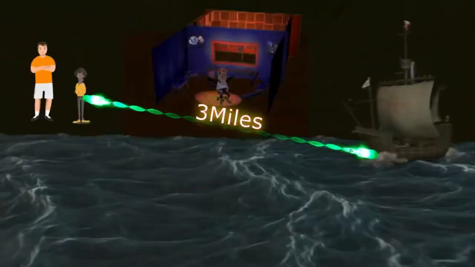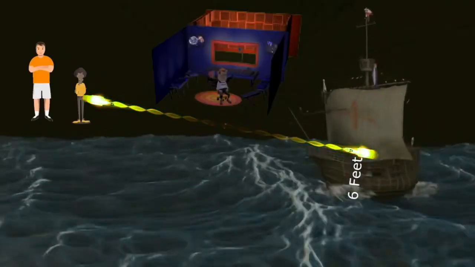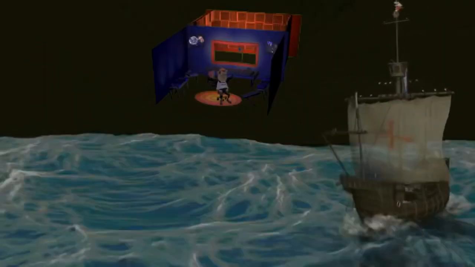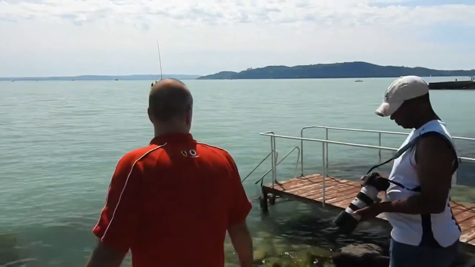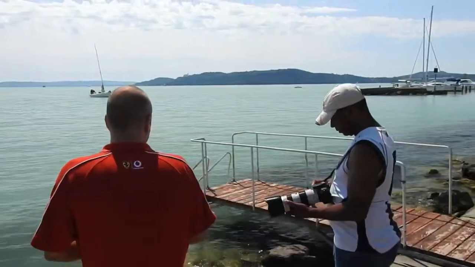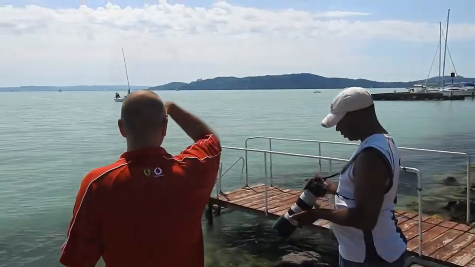Hawking's target was 3 miles away, and it seemed to match the curvature of the WGS-84 geoid model. But his results looked strange to me because I could see the shore on the other side of Lake Balaton, which is a lot further away than his distance of 3 miles. So we decided to do a laser experiment with a few other friends.